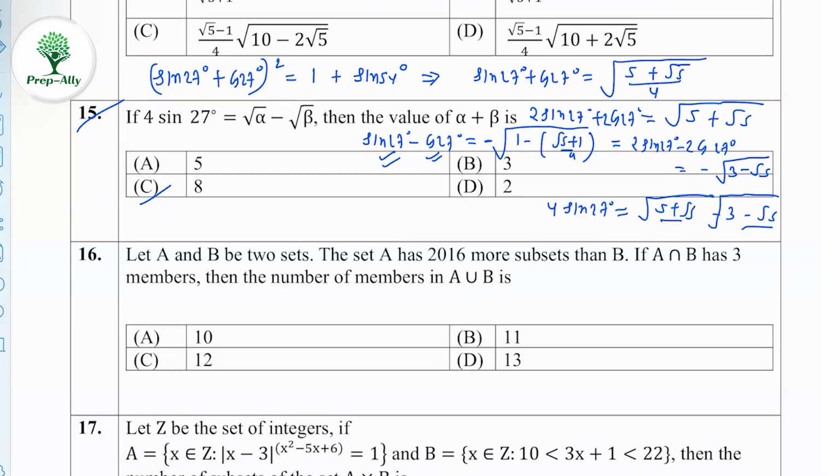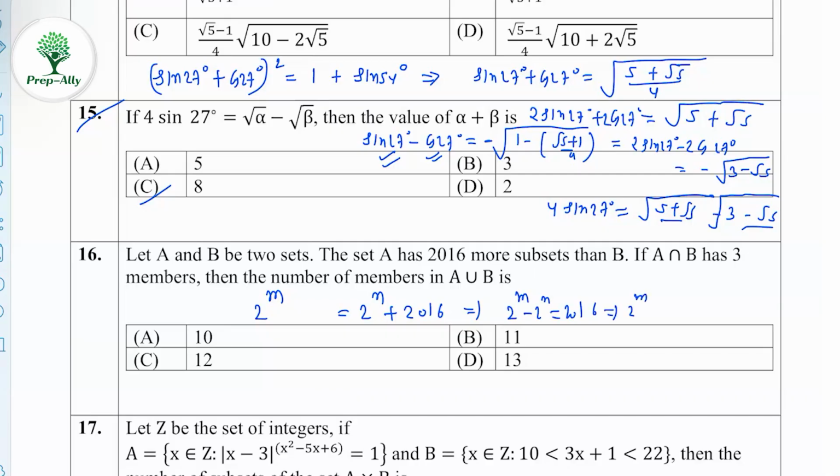Next, 16th question. A and B are two sets. Set A has 2016 more subsets than B. So the number of subsets is, for A, let's suppose 2 power m, for B 2 power n. So 2016 more. Set A has 2016 more subsets than B, and A intersection B has 3 elements, then the number of elements in A union B. So 2 power m minus 2 power n is equal to 2016.